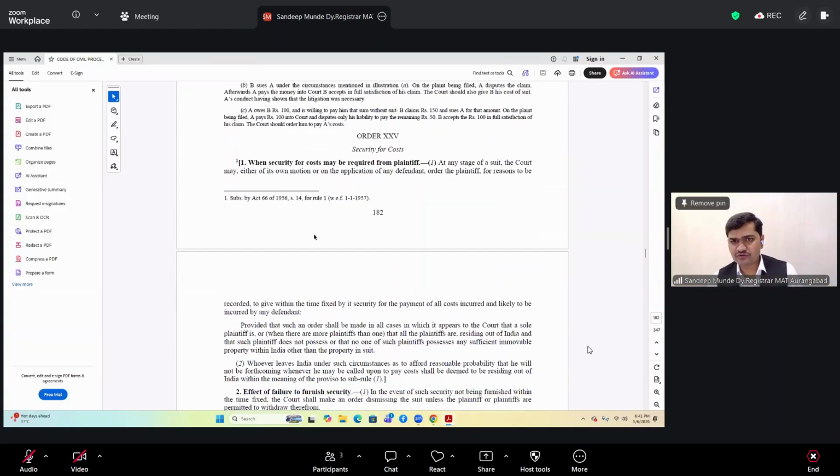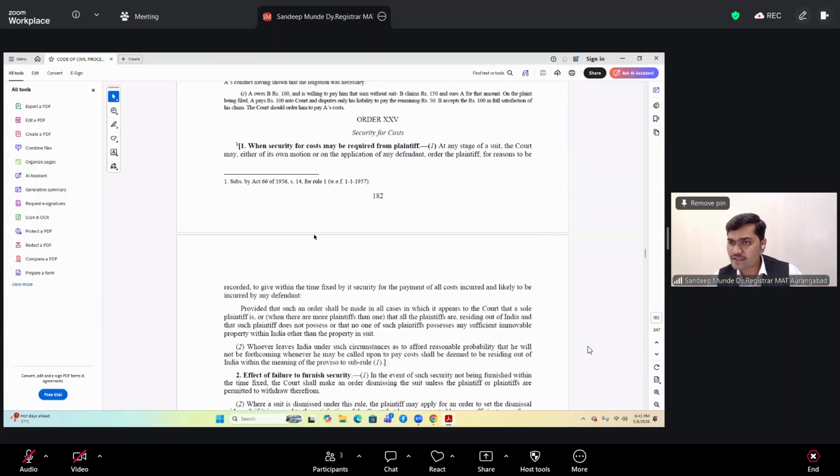Now Order 25, security for costs. When security for costs may be required from the plaintiff. This is the order applicable in which contingencies the court may direct the plaintiff to deposit the security for the cost of the suit. At any stage of a suit, the court may, either of its own motion or on the application of any defendant, order the plaintiff, for reasons to be recorded, to give within a time fixed security for the payment of all costs incurred and likely to be incurred by the defendant.